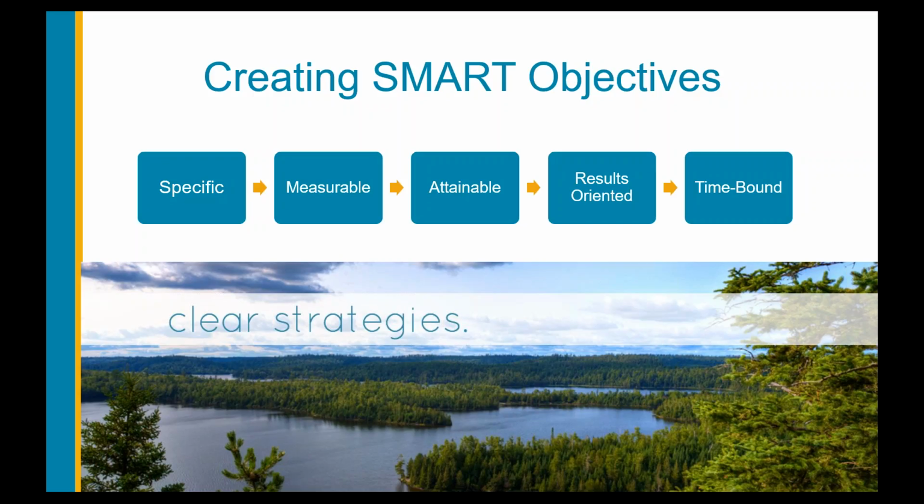Your objectives have to be specific. They have to be something that you can measure. They have to be realistic and attainable. They can't be pie in the sky. They also have to be results oriented. So as we were talking about measurement, you need to determine before you ever do something, how am I going to measure the results of this activity? And then they also have to have a timeline.